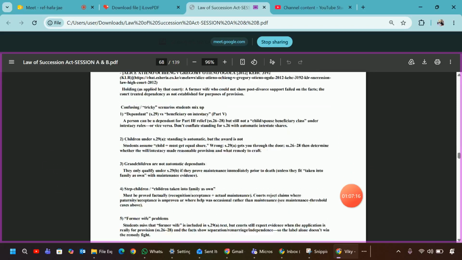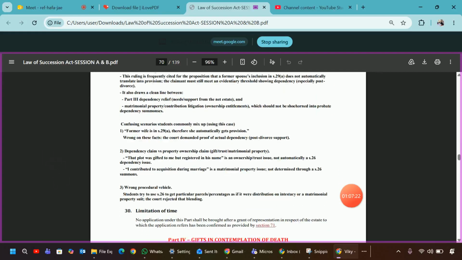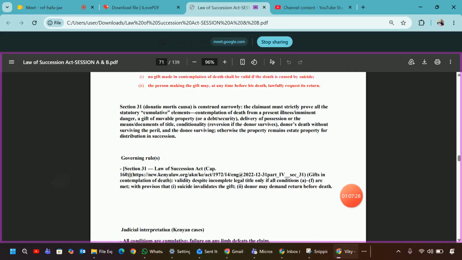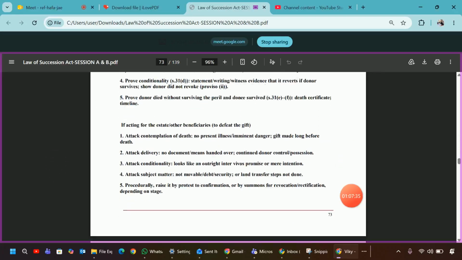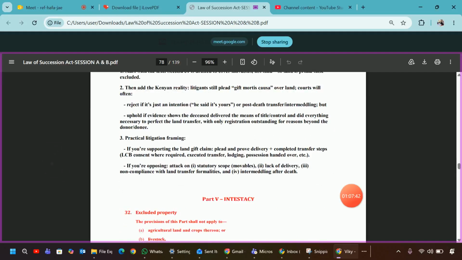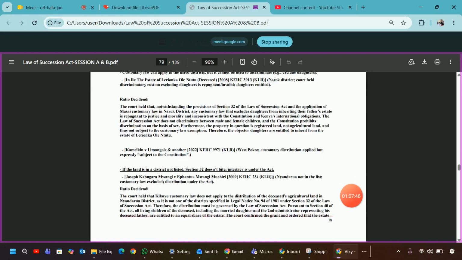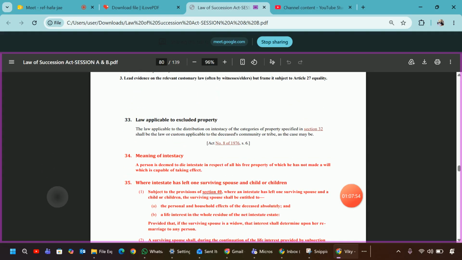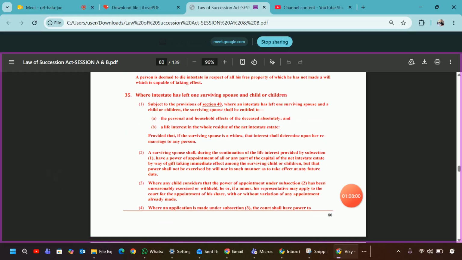Many students have misapplied that part. We have gifts in contemplation of death, pursuant to section 31. That is also a highly tested situation, and I've incorporated some decisions on the same. Then we have intestacy provisions, where some land parcels have been excluded from the application of section 40 on intestacy.